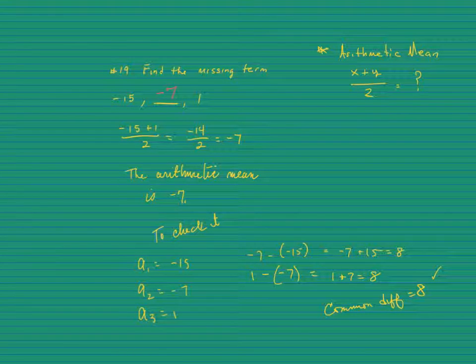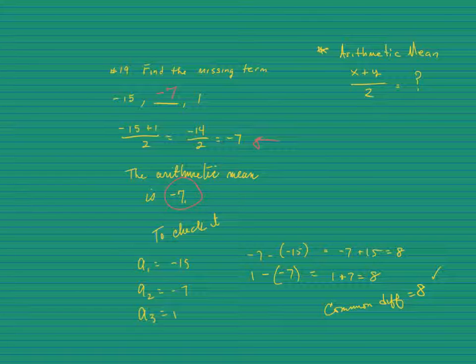So negative 15 plus 1 is going to be negative 14, and the negative 14 divided by 2 is going to give us this value right here, negative 7. So the arithmetic mean is going to be negative 7, and you can go ahead and check that.